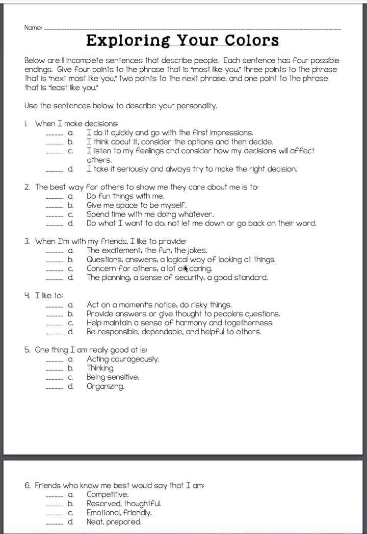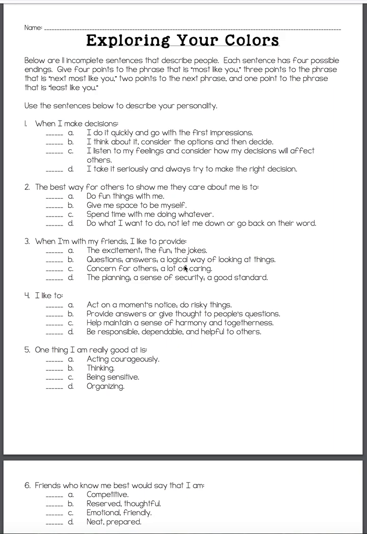Exploring Your Colors Personality Test. Below are incomplete sentences that describe people. Each sentence has four possible endings. Give 4 points to the phrase that is most like you, 3 points to the phrase that is next most like you, 2 points to the next phrase, and 1 point to the phrase that is least like you.